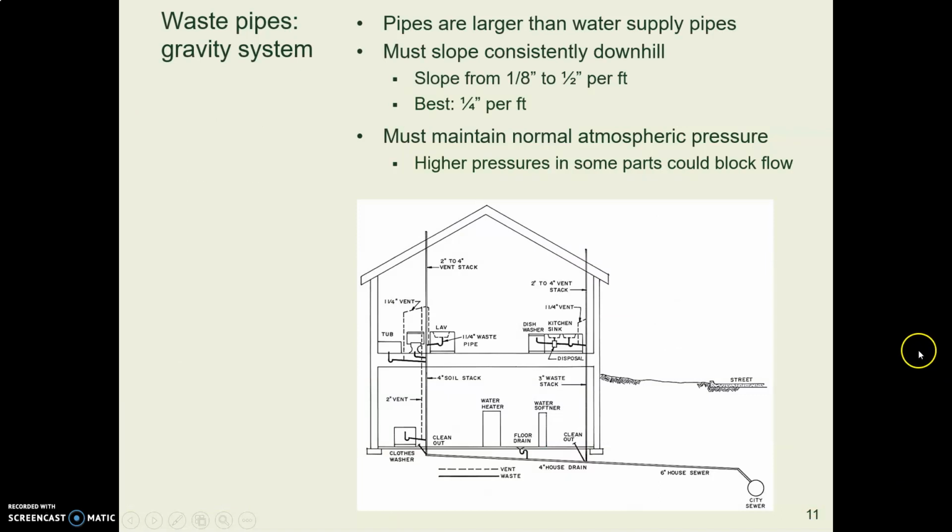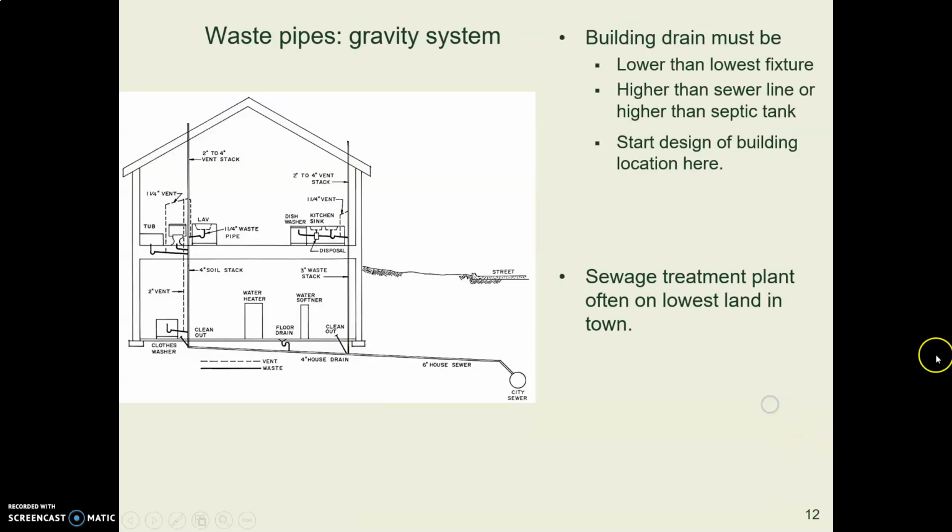Because wastewater flows through gravity alone, the pipes in a wastewater system are bigger than the pipes in a water supply system. And as we mentioned, we have to be very careful that the pipes slope uniformly and continuously from start to finish, so that the wastewater keeps flowing and doesn't back up. And that's why you will notice that sewage treatment plants are typically in low-lying land.